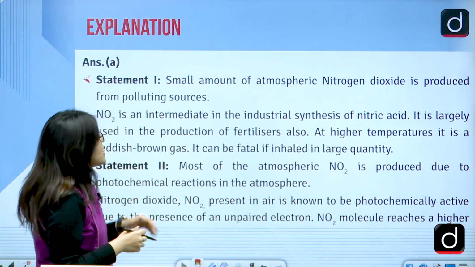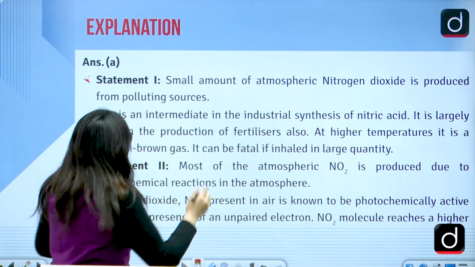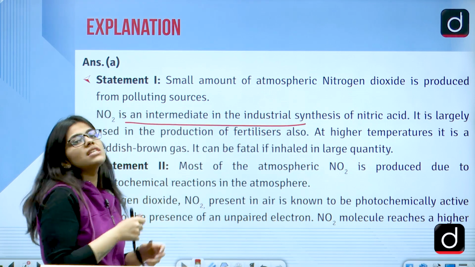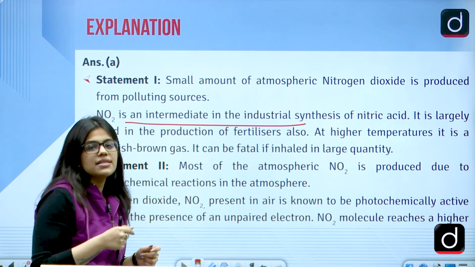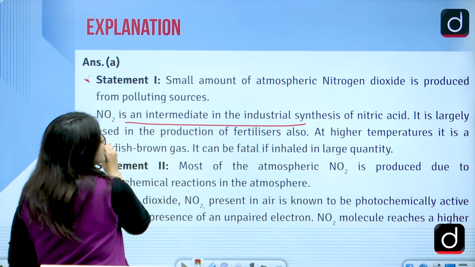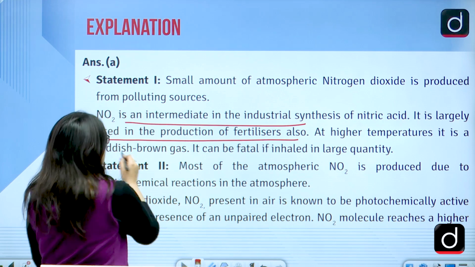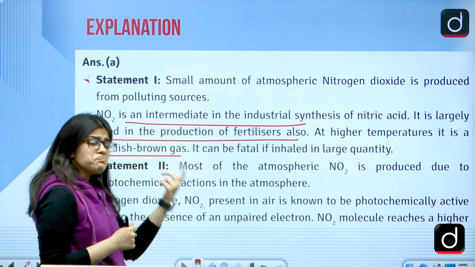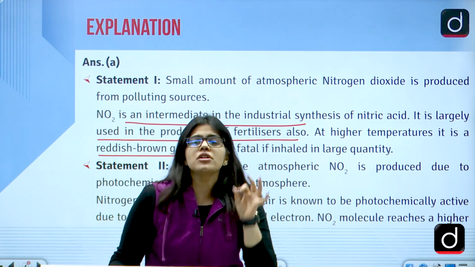NO2 is an intermediate in the industrial synthesis of nitric acid. It is an intermediary that is used for the synthesis of nitric acid. In the manufacturing of nitric acid, there is a synthesis process and NO2 is released. It is also largely used in the production of fertilizers, and at high temperature it is reddish brown in color, right? It is a reddish brown gas and it can be fatal when you directly consume it in a larger quantity.